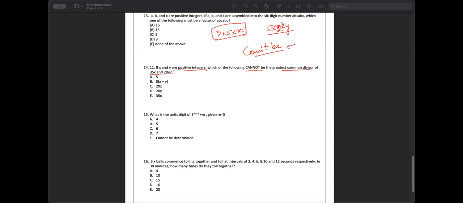So, how do we calculate LCM? Sorry, we are talking about greatest common divisor. Sorry. How do we get GCD? Take only the common primes.